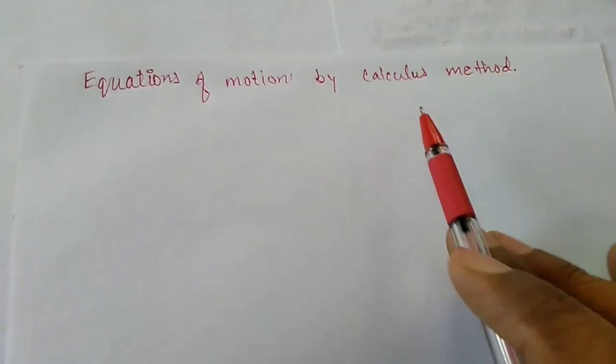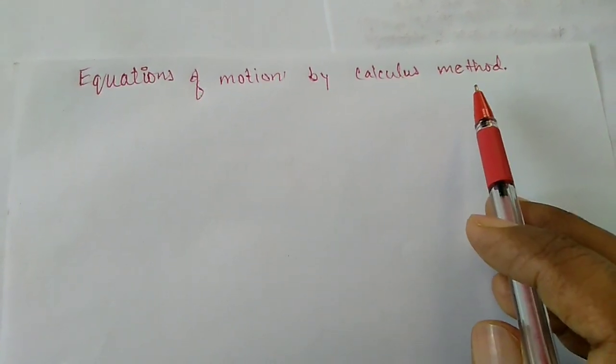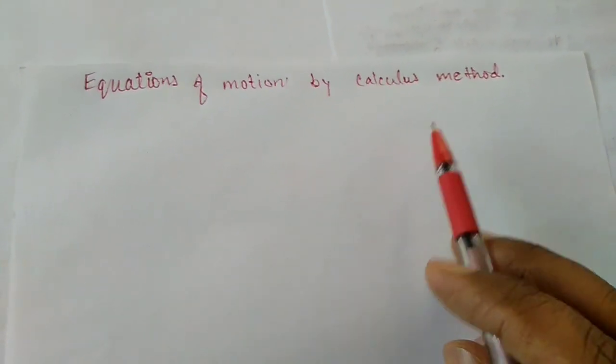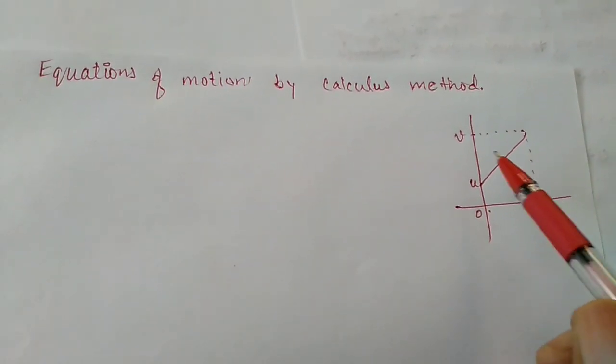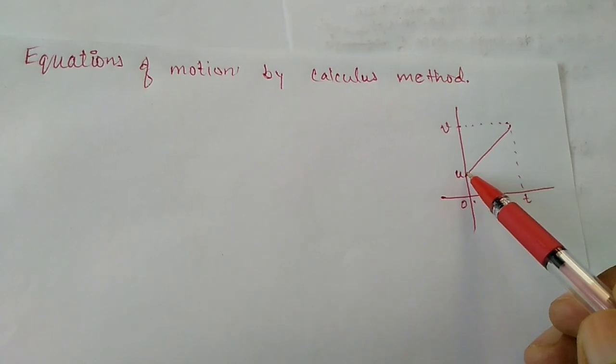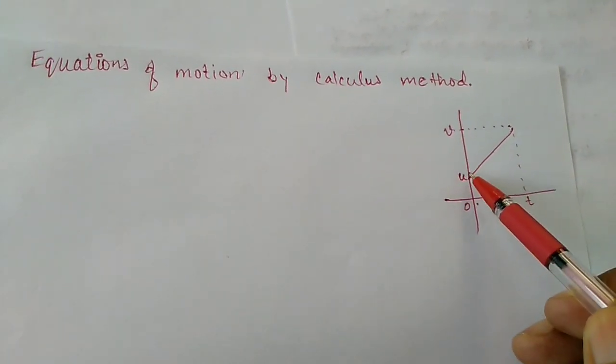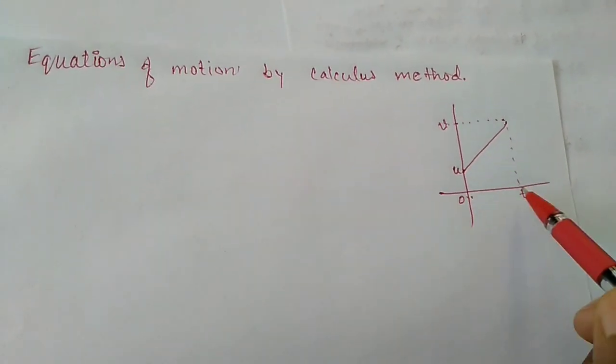Here we are starting the equations of motion by calculus method. To show the limits, I want to revise with the graph. Just for the limits in the integration, for the initial value u to v, the limit will be from u to v, and for the time from 0 to t.